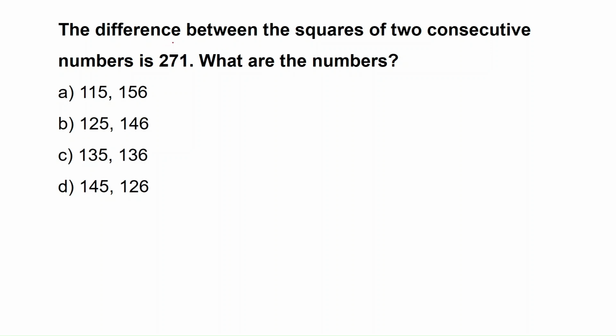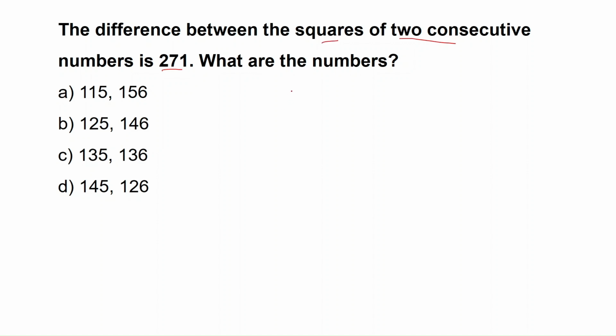Here is another Math Olympiad question. Let's solve it together. So first, always read the question properly. The difference between the squares of two consecutive numbers is 271. So we have difference, we have two consecutive numbers and square.